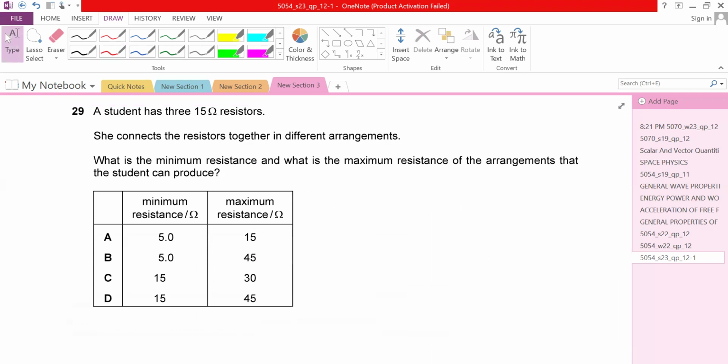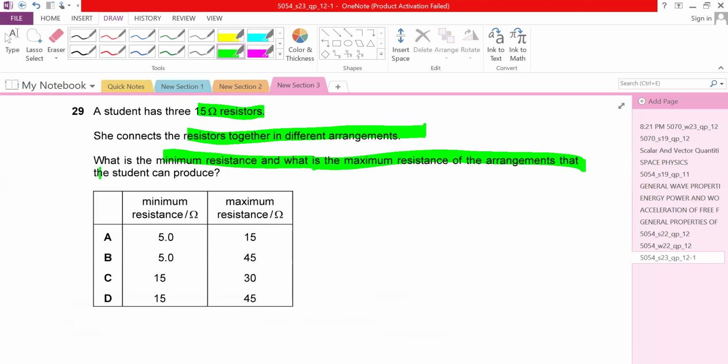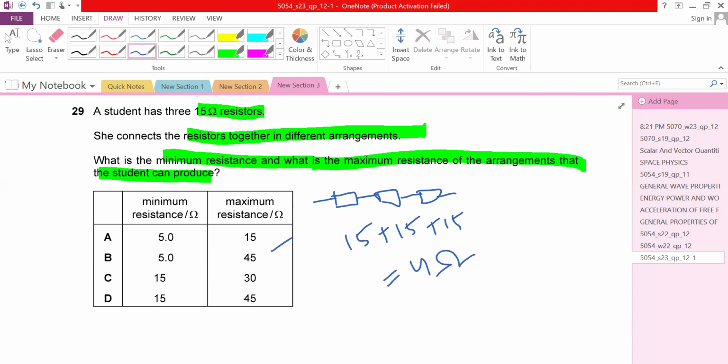Question 29. A student has three 15 ohm resistors. She connects the resistors together in different arrangements. What is the minimum resistance and the maximum resistance that the student can produce? You have to calculate the minimum and the maximum resistance. To calculate the maximum resistance, attach the three resistors of 15 ohms in series. 15 plus 15 plus 15 gives 45 ohms maximum resistance.